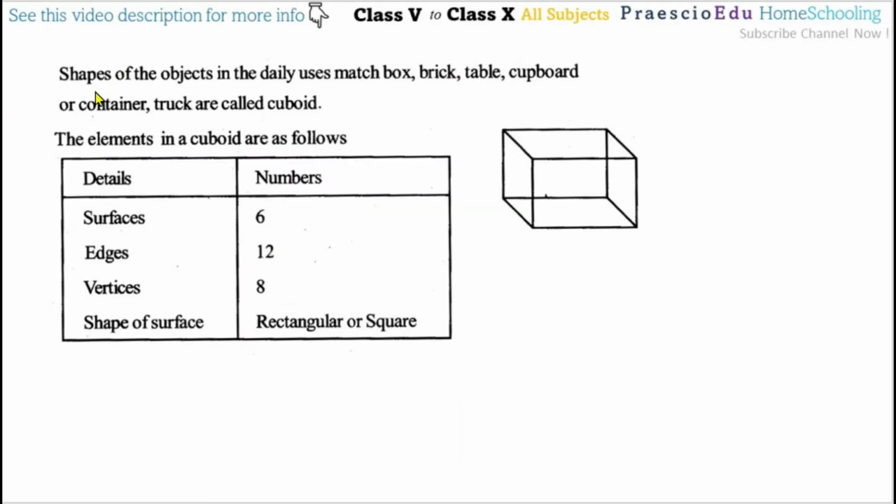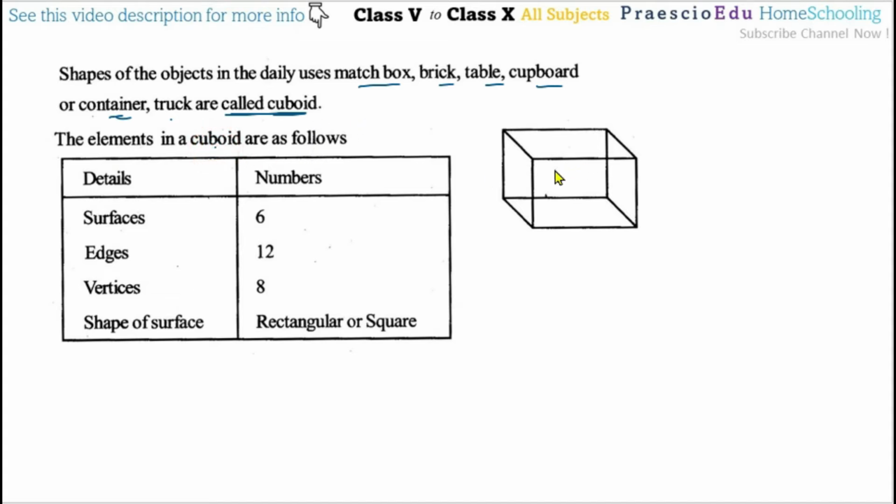Okay, these are 3D objects. In daily use: matchbox, bricks, tables, cupboards, or a container, that is a cartoon box, or a truck or bus, are called cuboid shapes. So this is very important information for your understanding and observation. Elements in a cuboid are as follows.